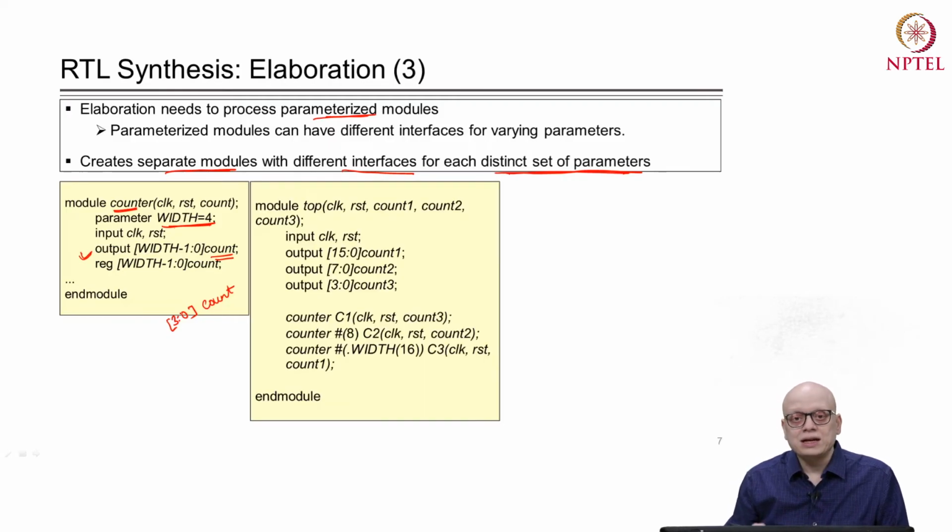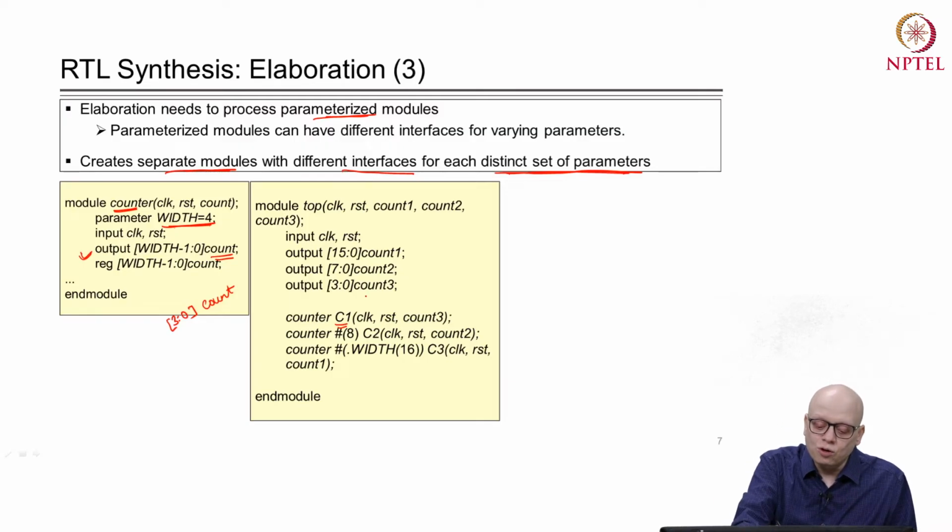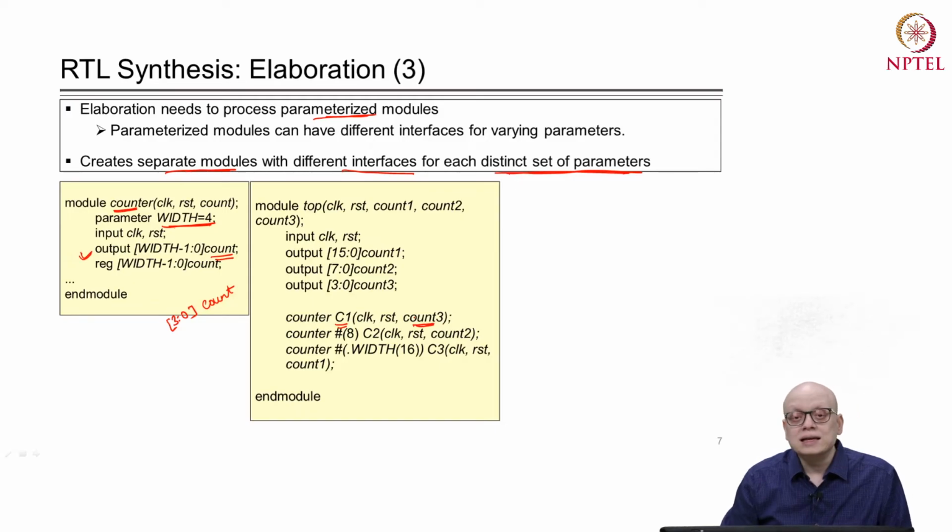Now, during instantiation, we can change the value of the parameters. For example, in this instance C1, we are not changing. So, in this case, the default value of 4 will be used for count 3 down to 0, for the instance C1. For another instance C2, we are saying that instead of 4, use a value of width as 8. So, in this case, the width of the port count will be 8 instead of 4. And similarly, in the third instance, C3, we want the width to be 16. Now, in this case, the tool will internally create 3 different modules, one for width 4, another for width 8, and a third one for width 16.